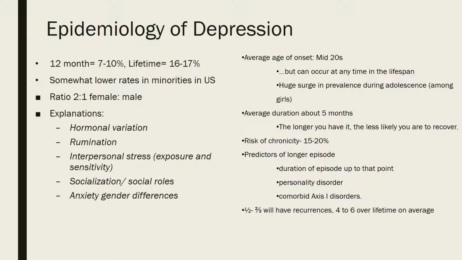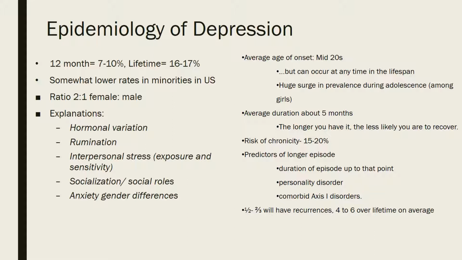The ratio is 2 to 1, female to male. So there are some explanations for that, the research shows: hormonal variation; rumination, so thinking about things over and over and over again, which females tend to do; interpersonal stress, exposure, and sensitivity around female relationships; socialization and social roles of females; and then anxiety and gender differences.